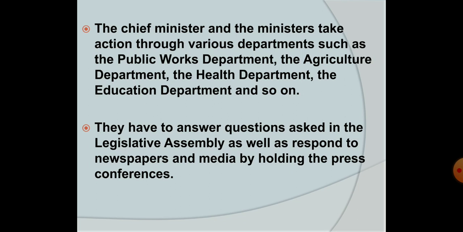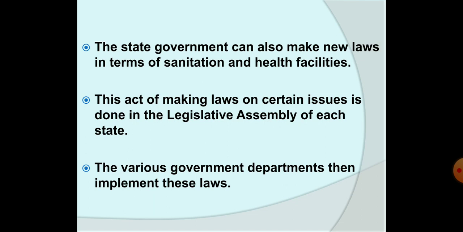Various issues and matters are also discussed in the newspapers and TV channels, and the government has to respond to those matters by holding a press conference, etc. The government can also make new laws for the state regarding sanitation and health facilities. For example, it can be made compulsory for the municipal corporations to provide sufficient toilets in urban areas. The state government can make a law to ensure that in every village a health worker is appointed.